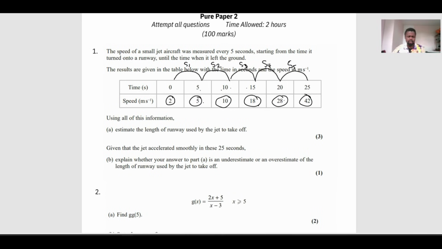Then the second question says that given that the jet accelerates smoothly in these 25 seconds, that means it accelerates smoothly. There's no interruption in the acceleration.